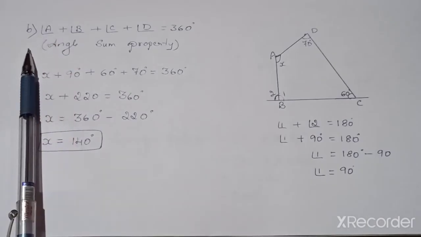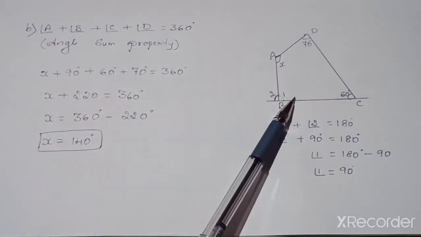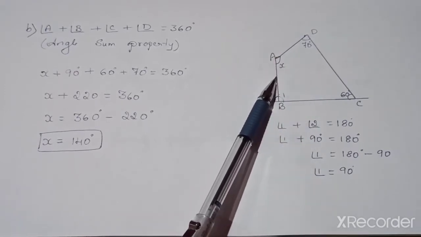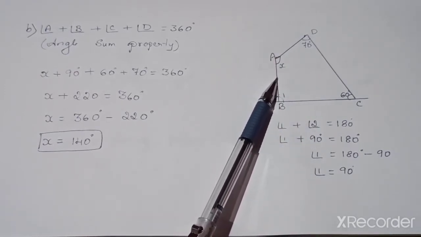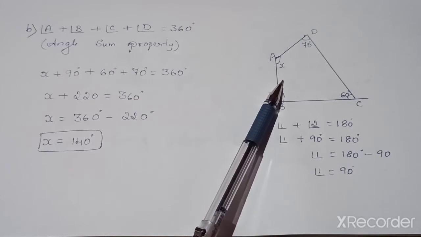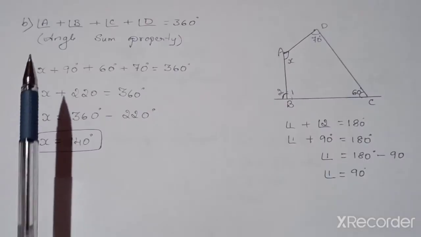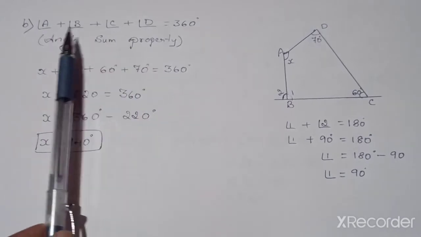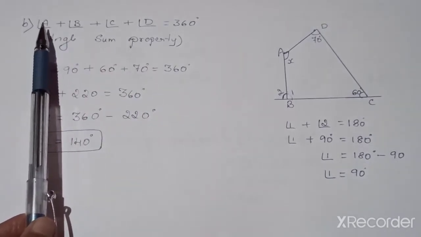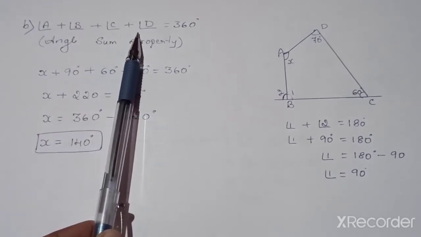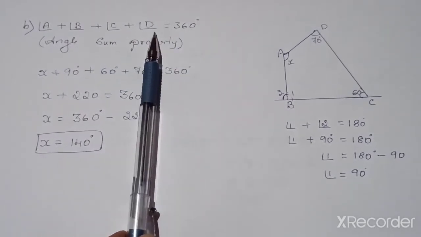Sub-question B. Here we can see the quadrilateral. There are 4 sides here. 1, 2, 3, 4. So n is equal to 4. Then the sum of the angles is 360 degree. According to the angle sum property, when we add the 4 angles, that is angle A plus angle B plus angle C plus angle D, that is equal to 360 degree.